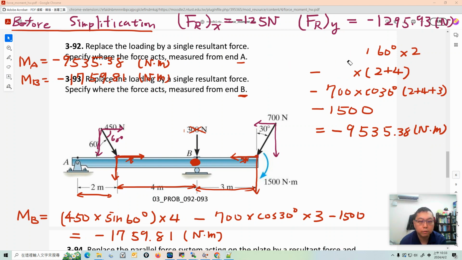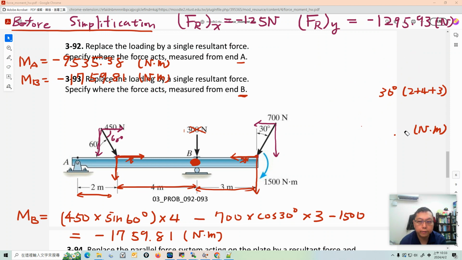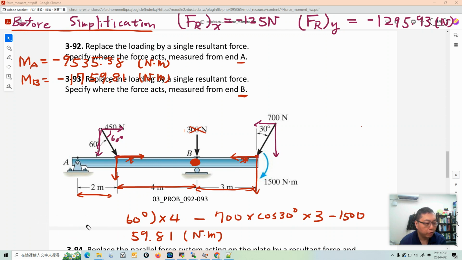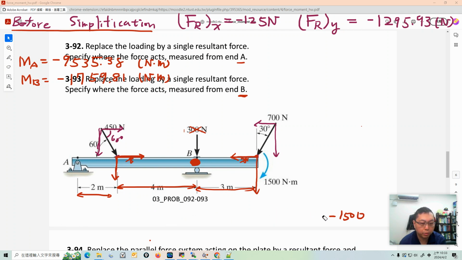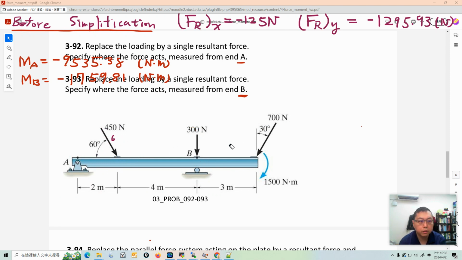Determine the position of the resultant force. Let's start from A. For this simplification problem, we already know the resultant force, and the next thing we want to know is where the position of the resultant force is. So we can ignore this. Let's start from A.